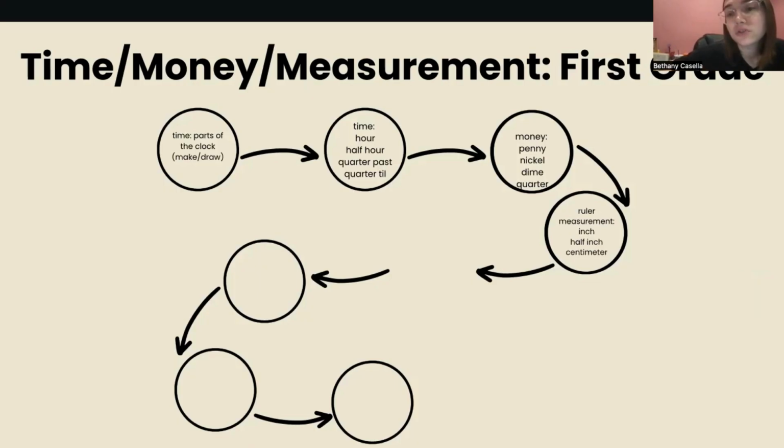And then for ruler measurements, kids love the ruler measurements. So that's inch, half inch, centimeter. You can also do the fourth inch, 3/4 of an inch, but that's more of a second or third year thing. And again, that I guess only applies in the United States because everywhere else just uses the centimeter and other systems.